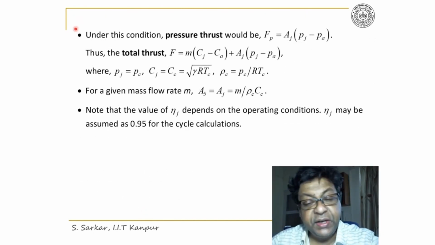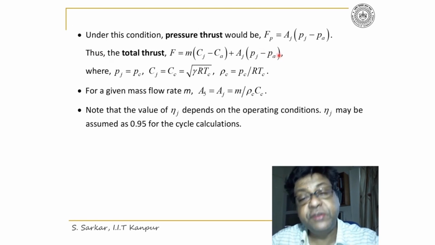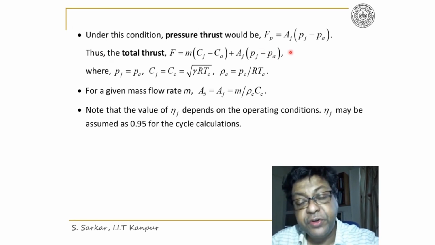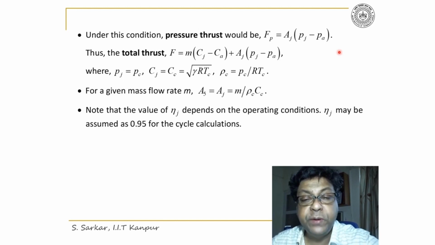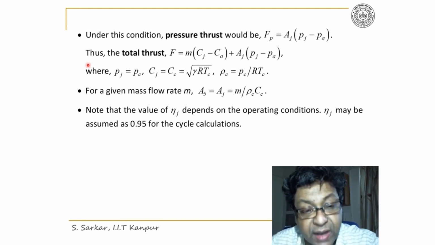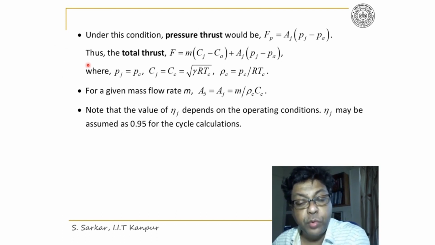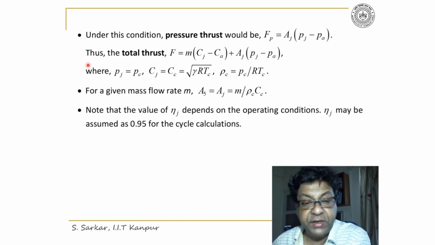Under this condition, the pressure thrust would be Fp equal to Aj, the area of the nozzle, into Pj minus Pa. Note that Pj would be greater than the atmospheric pressure Pa. Thus, here the total thrust would be the summation of momentum thrust plus the pressure thrust.